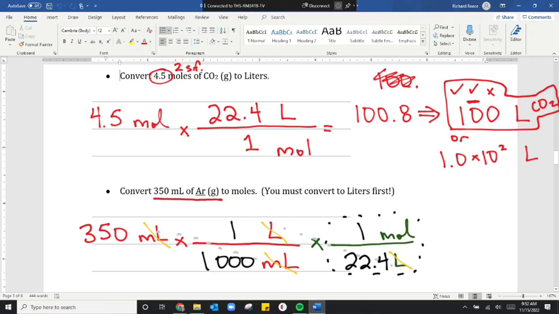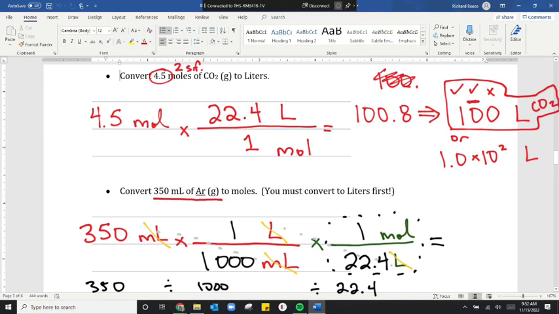And then I do the operations. 350 divided by 1,000, and then divided again by 22.4. Divide by numbers on the bottom, right? Now I got a small number here. Remember, it takes 22.4 liters to make 1 mole. Well, this is only 350 milliliters, so it's a lot less than a mole. That makes sense that it's a small number.